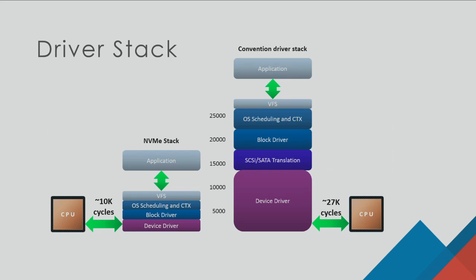Another thing is that the driver stack is reduced in the number of steps. So compare that to the entire storage stack you now have inside your host. The old driver stack typically took 27,000 CPU cycles to process one I/O. NVMe takes 10,000. That is a lot of savings. You can use that savings to actually do other stuff with your CPU.